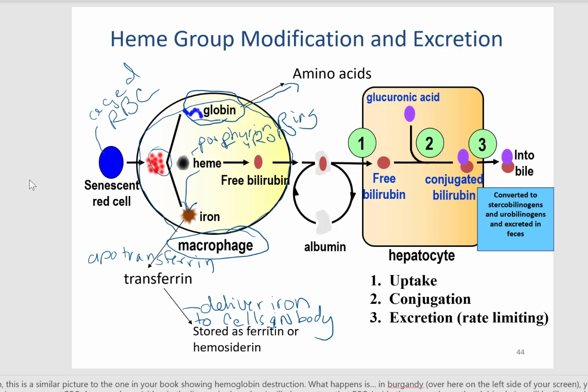That means if I think of the globin chains as being recycled to amino acids, and the iron from the heme group being recycled to cells of the body and stored as ferritin, only the porphyrin ring is the part of the heme group that cannot be recycled. The macrophage will exocytose the porphyrin ring, and when that porphyrin ring exits the macrophage into the plasma, it is released as free bilirubin. Free bilirubin, let me write this up here, is not very water soluble.